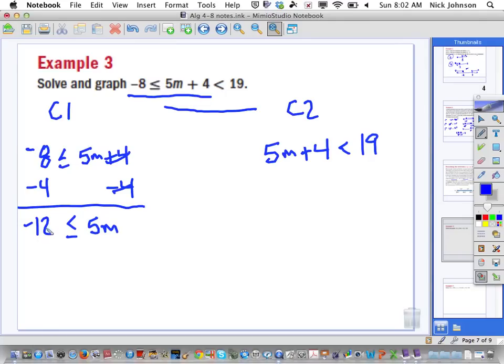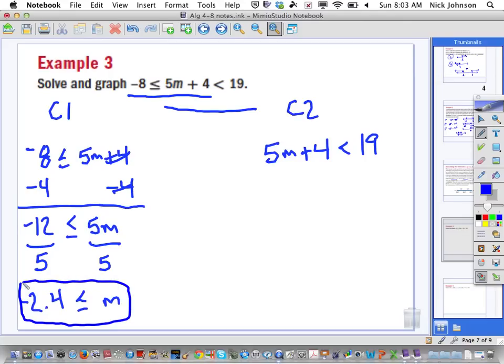Okay? Inverse operations. The inverse of multiplying by 5 is dividing by 5. m is greater than or equal to 12 divided by 5. You all should be telling me that is 2 and 2/5, or what you could say is 2.4. And we know a negative divided by a positive is negative. Okay, so there's one answer.